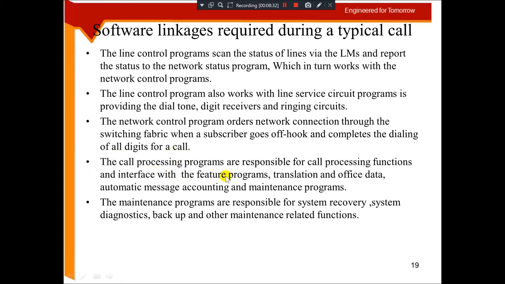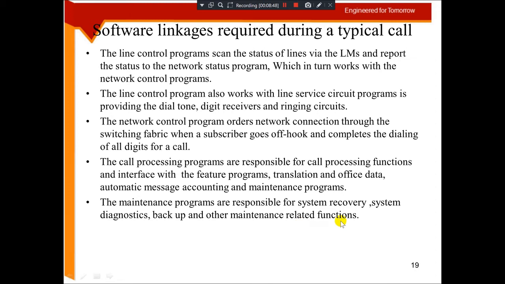The call processing programs are responsible for the call processing function and interface with the feature programs and the translation of office data. The maintenance programs are responsible for system recovery, system diagnostics, backup, and other maintenance-related functions.